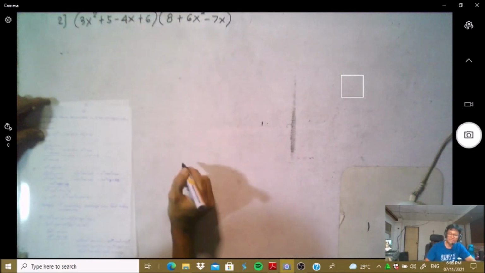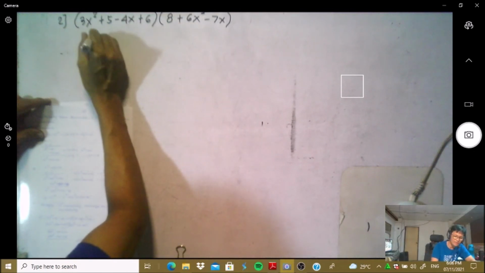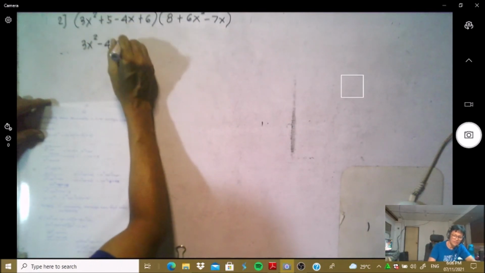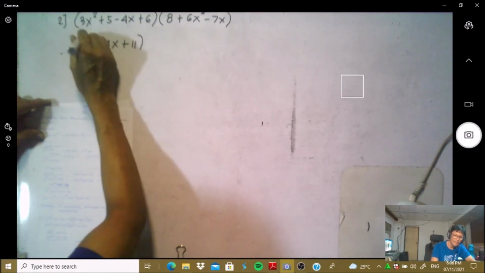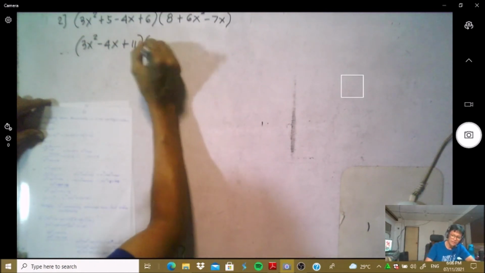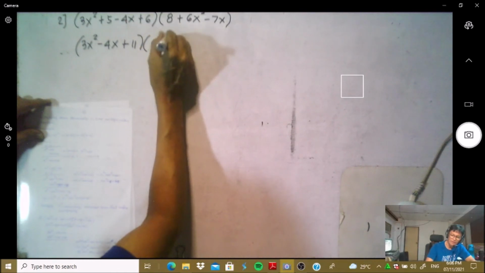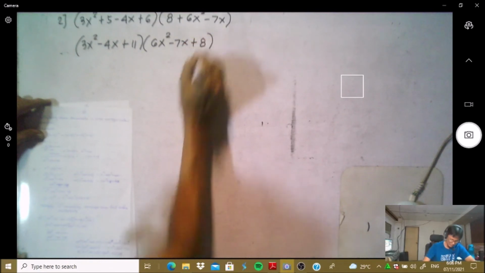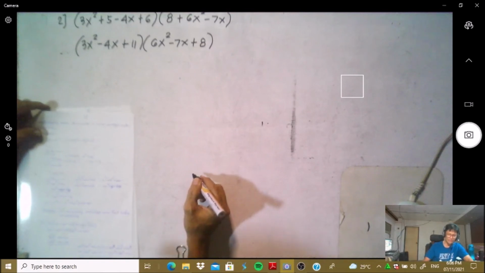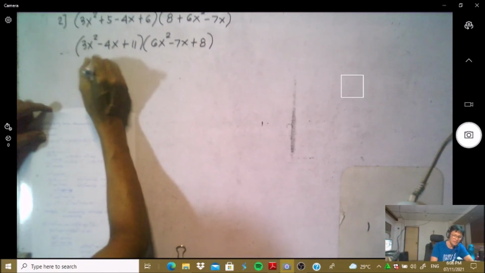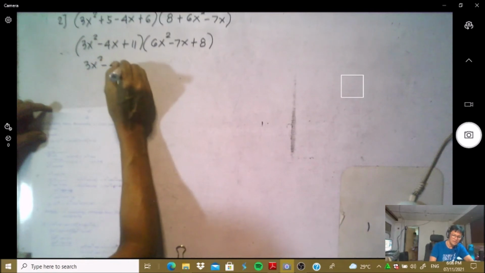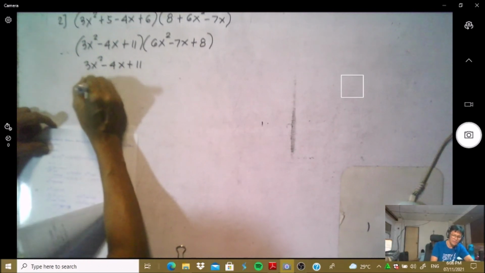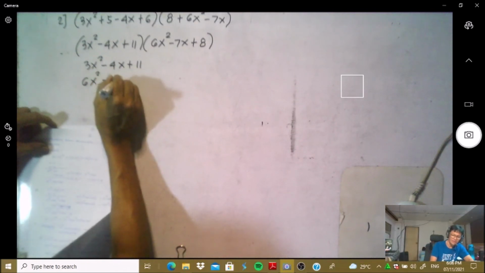and we can combine some terms here. So we have 3x squared, next will be minus 4x, then combine 5 with 6 and that will become 11. Then we have here 6x squared minus 7x plus 8. So we are now ready to multiply. We have 3x squared minus 4x plus 11 to be multiplied with 6x squared minus 7x plus 8.